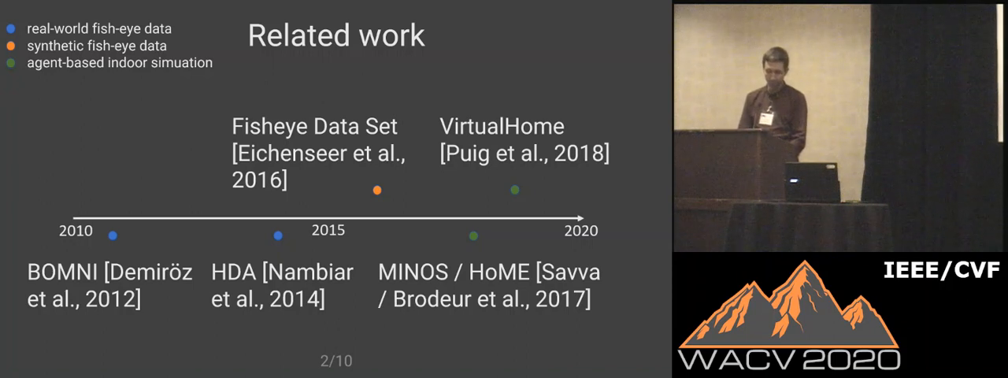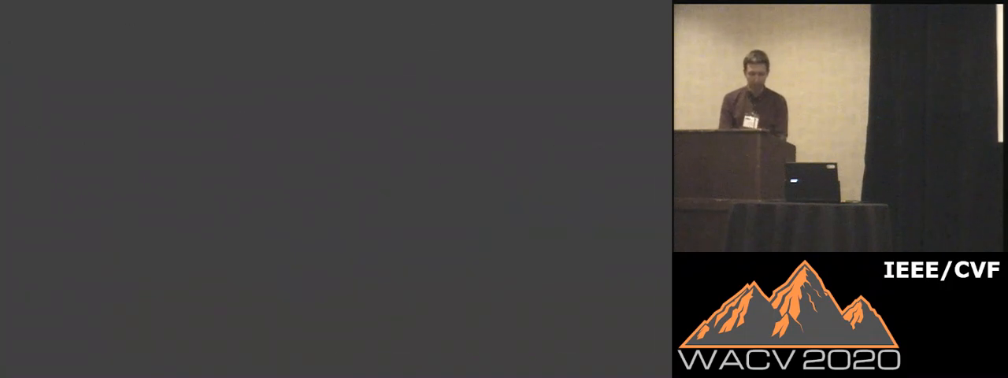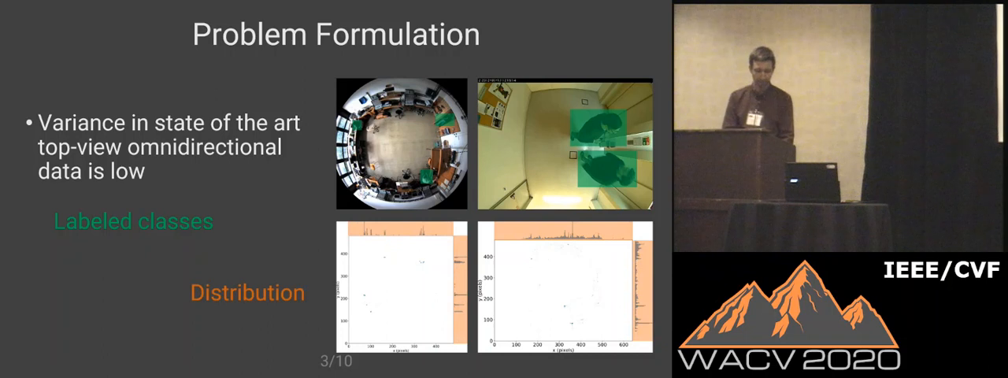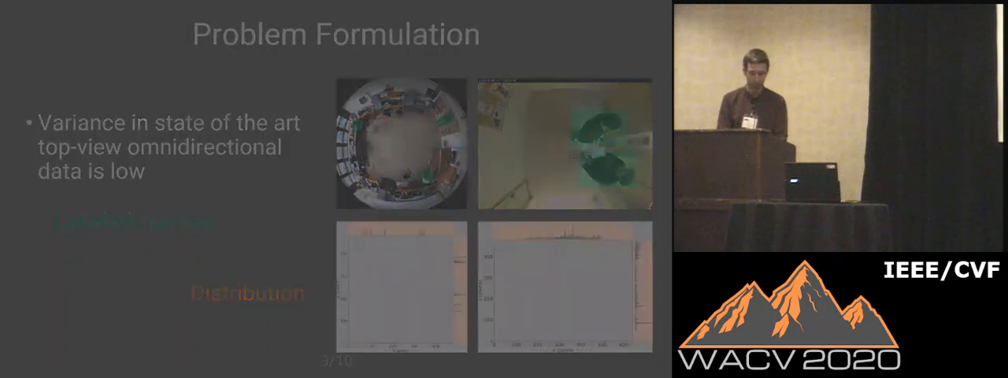The related work can be divided into 2 classes. Existing datasets, here namely Bomni, HDA and fisheye dataset, and AI agents, for example Home. That is a multi-model environment for household activities, which is designed for learning specific tasks and not able to directly generate images with labels. Let us assume we want to detect objects in fisheye images. We need to generalize models for these tasks. Currently available datasets have a lack of labeled classes and irregular distribution of classes to implicitly model the fisheye distortion.